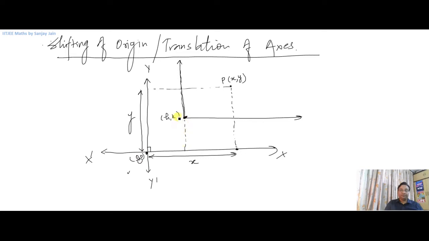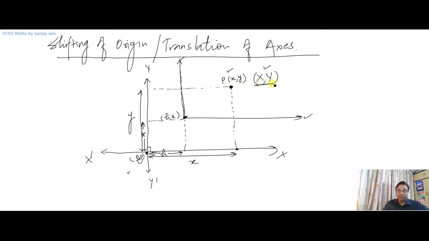So if I look at these distances, this will be h and this will be k, right? So I have now shifted the origin to h comma k and these are my new axes, x and y axes. These are new axes. So the coordinates of this point in terms of the new axes, let us say, are capital X comma capital Y. How are these new coordinates related with these old coordinates? This is what shifting of origin or translation of axes is all about. So let us see how these are related.